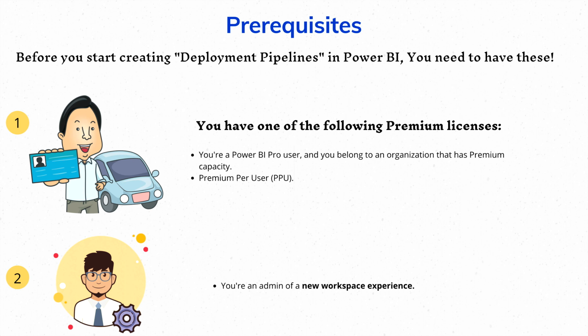Now, before moving forward, we should also discuss the prerequisites for deployment pipelines in Power BI. The very first is that you should be a Power BI Pro user and belong to an organization that has a premium capacity. If you are using a Power BI Pro license and you do not have a premium capacity, then you cannot use this feature. It's a premium feature. You can also have a Power BI Premium per user license, which Microsoft recently released and which is in preview right now. Pricing has not been announced yet, but it is somewhere between Pro and Premium. So there you will get this advanced feature where you can utilize it. Secondly, you should be an admin of the new workspace experience, otherwise you cannot create deployment pipelines.